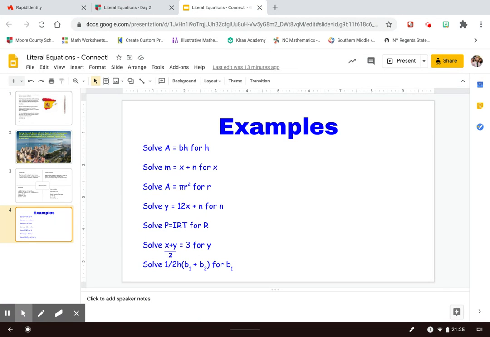All right, so then I have P equals IRT, which is the principal equals interest times rate times time, and we're going to solve it for R.